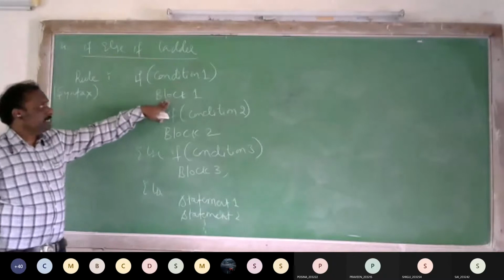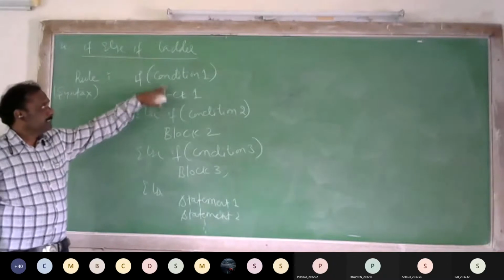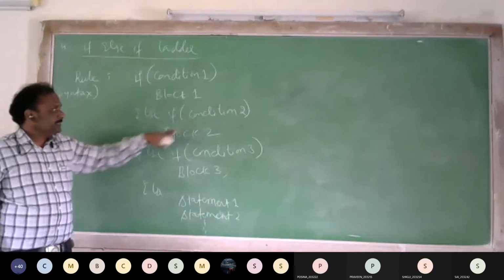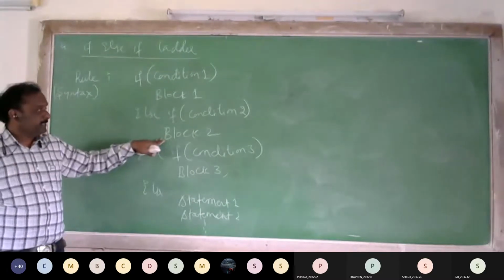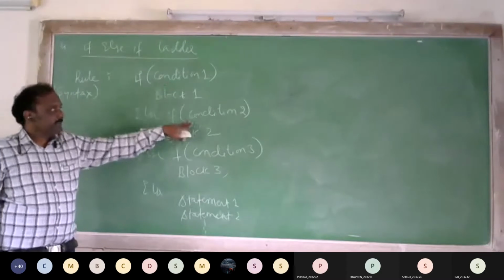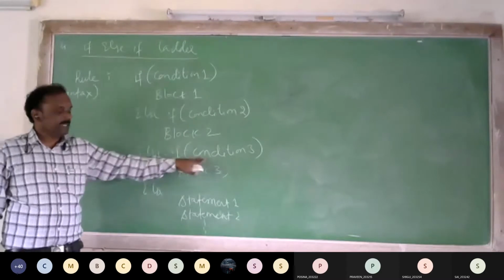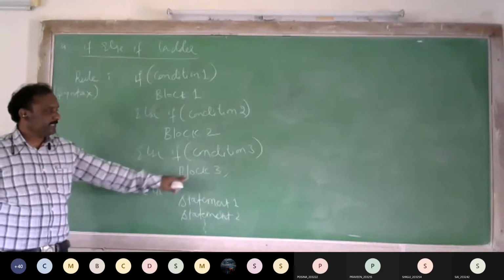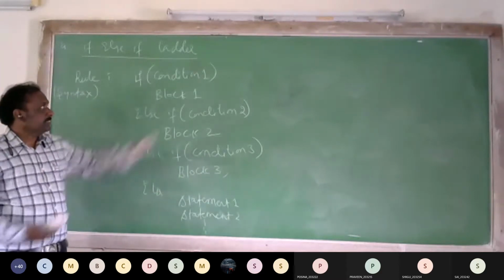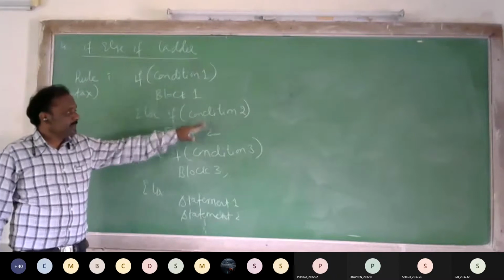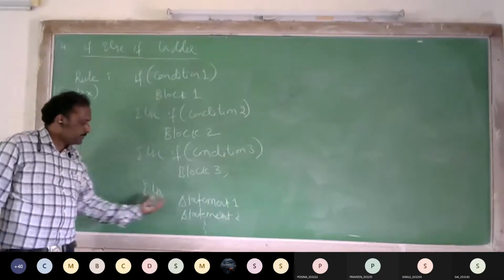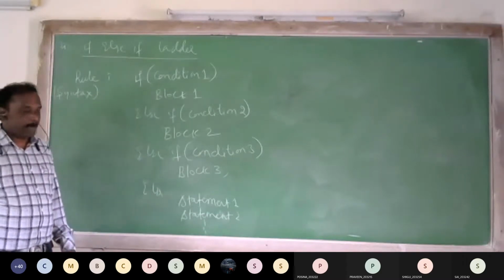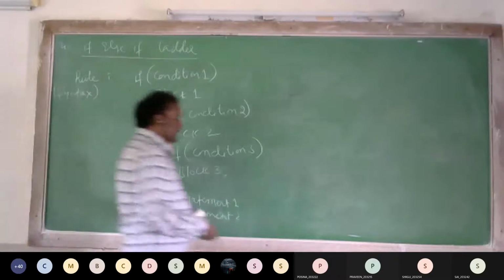If the condition 1 is true, it will execute block 1 statement. If the condition 1 is false, then it will test the condition 2. If the condition 2 is true, then it will execute the block 2 statement. If the condition 1 is false and condition 2 is false, then only it will test the condition 3. If the condition 3 is true, then it will execute block 3 set of statements. If condition 1 is false, condition 2 is false, condition 3 is false, then it will execute the else part. Else statement 1, statement 2, etc. Remaining statements are executed. Now, I will write the flow chart.